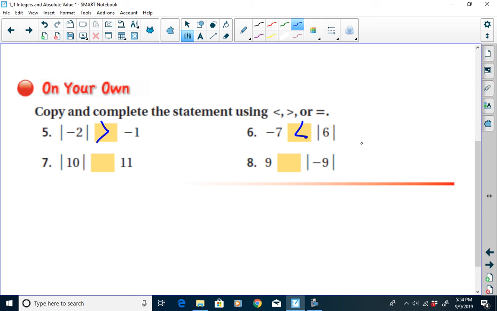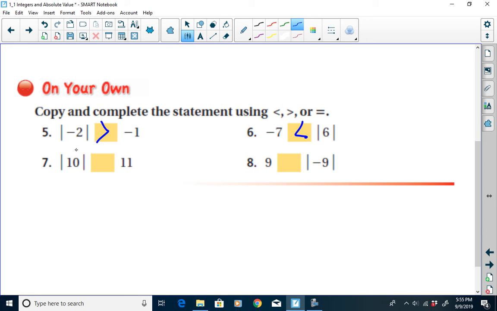Very often my students like to say, well, Mr. Pilata, is absolute value always going to be positive? And the answer to that is yes. The absolute value of a number will always be a positive value because absolute value is a measurement of distance, and distance is always going to be written using a positive value.